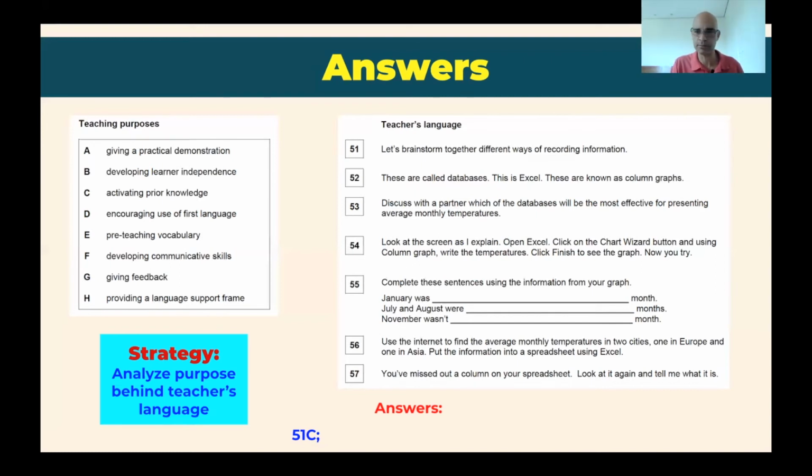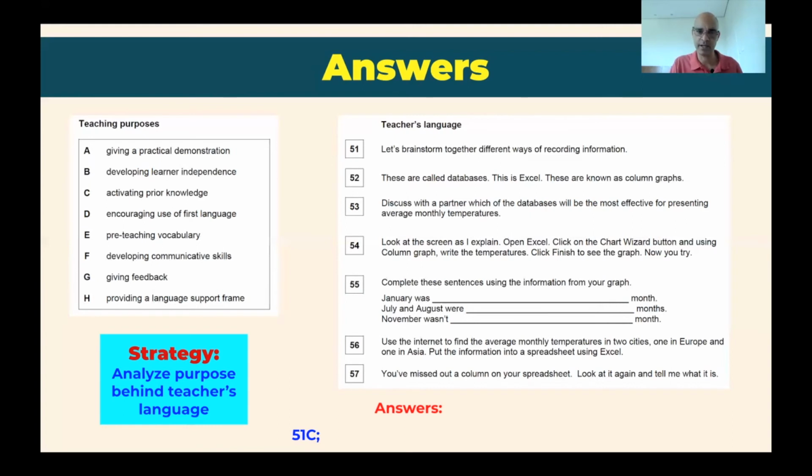It's not a practical demonstration. There's nothing being demonstrated. It's not related to learner independence. We already have C. It's not encouraging the use of first language. It is pre-teaching vocabulary, but let's see if there's anything else that will tie with that. Developing communicative skills, that's too broad. Giving feedback, providing a language support frame. No, there's no frames there.